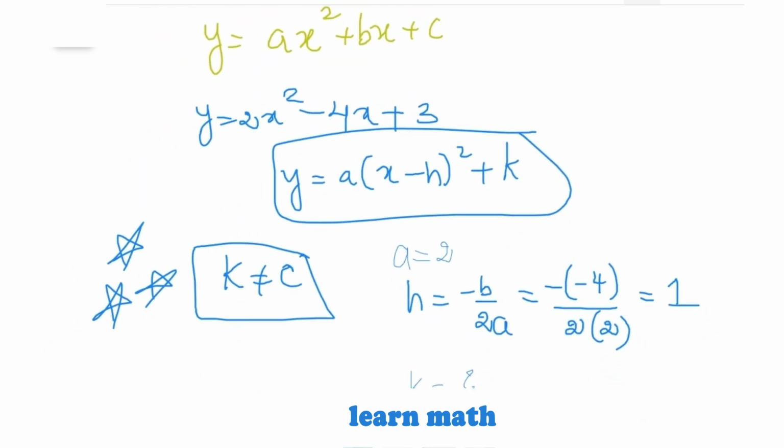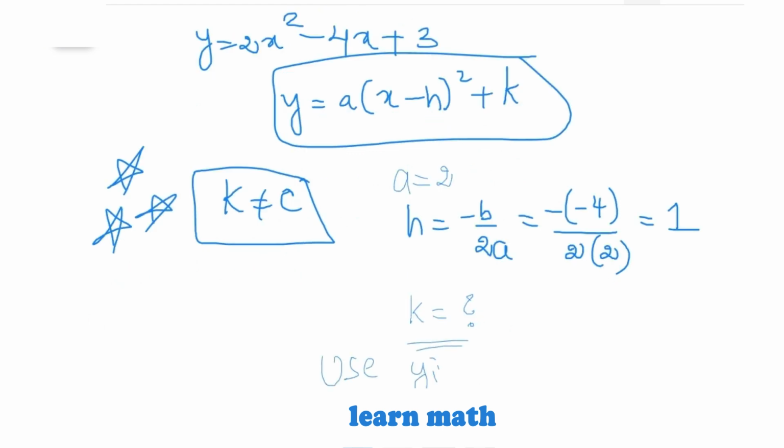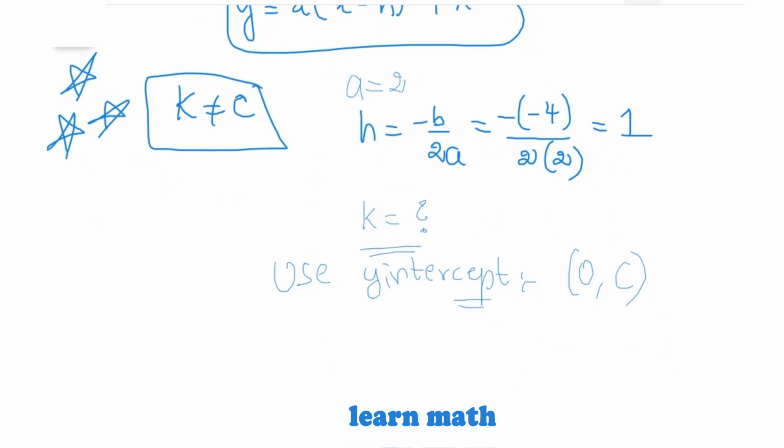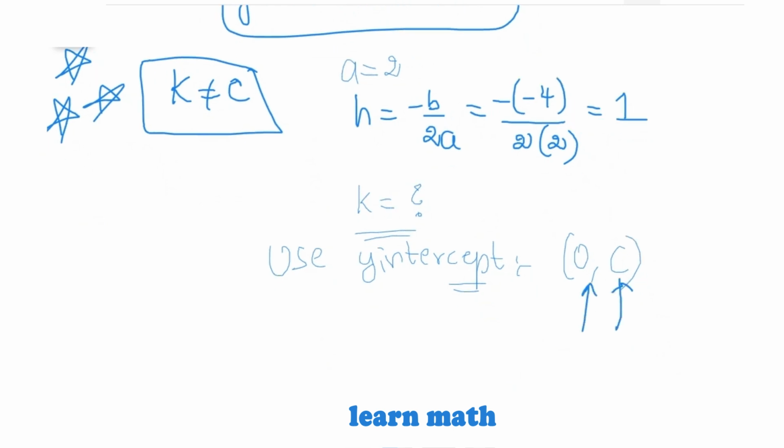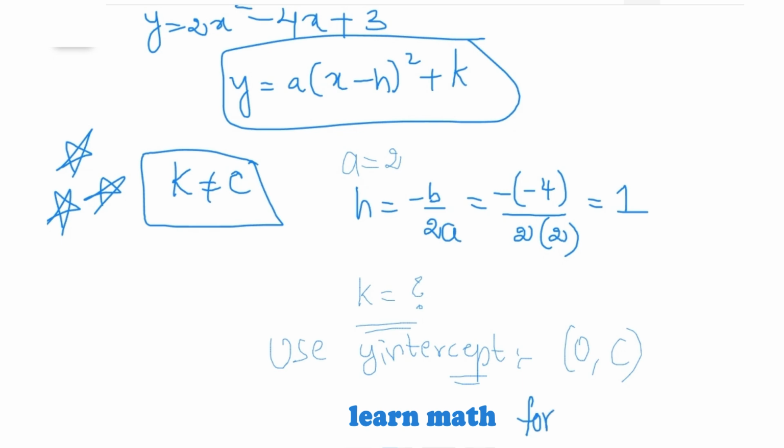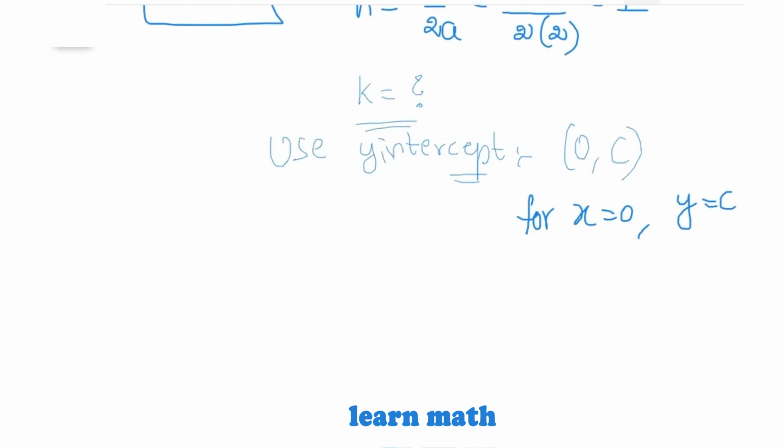k is equal to y. To find the k value, we use only the y-intercept constant. We know that 0 comma c is the y-intercept. So that means if x is 0, then y will be c. C in this case was 3. So if you put x is equal to 0, you get y is equal to 3. That is the y-intercept, so the c value.